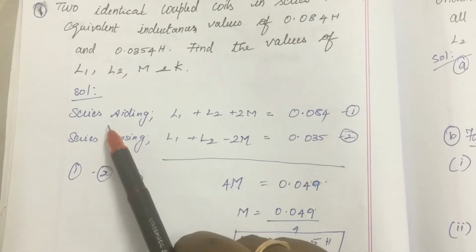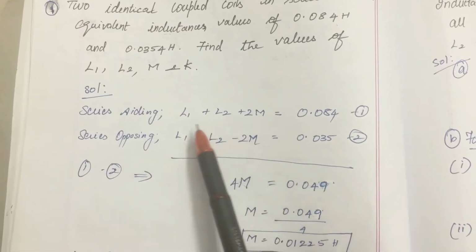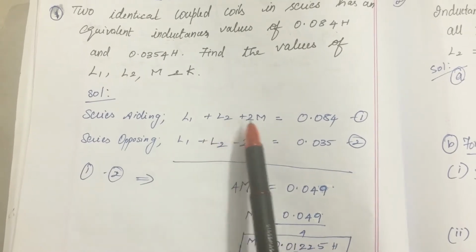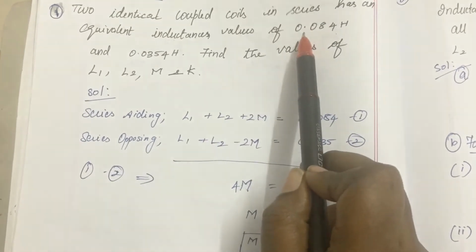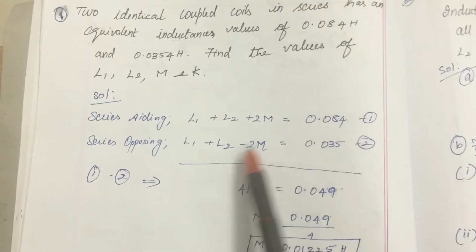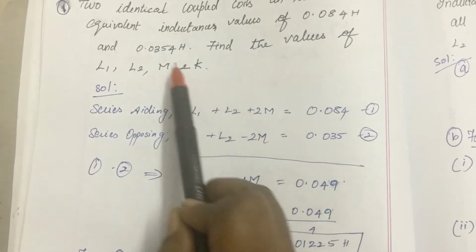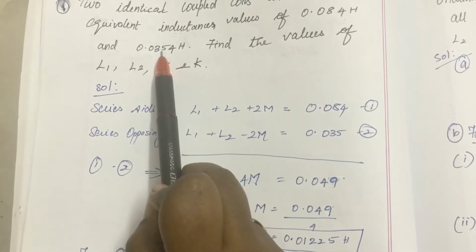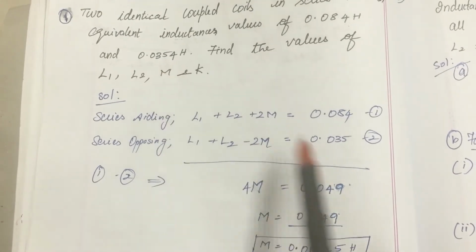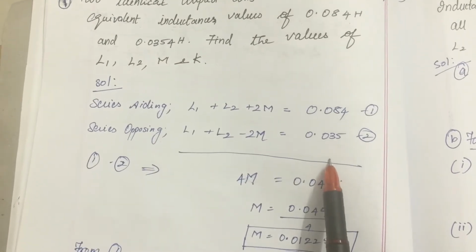My series aiding equation is L1 plus L2 plus 2M, and the value given here is 0.084. For series opposition, L1 plus L2 minus 2M, and the value given in the question is 0.0354. So I have taken these as two equations.